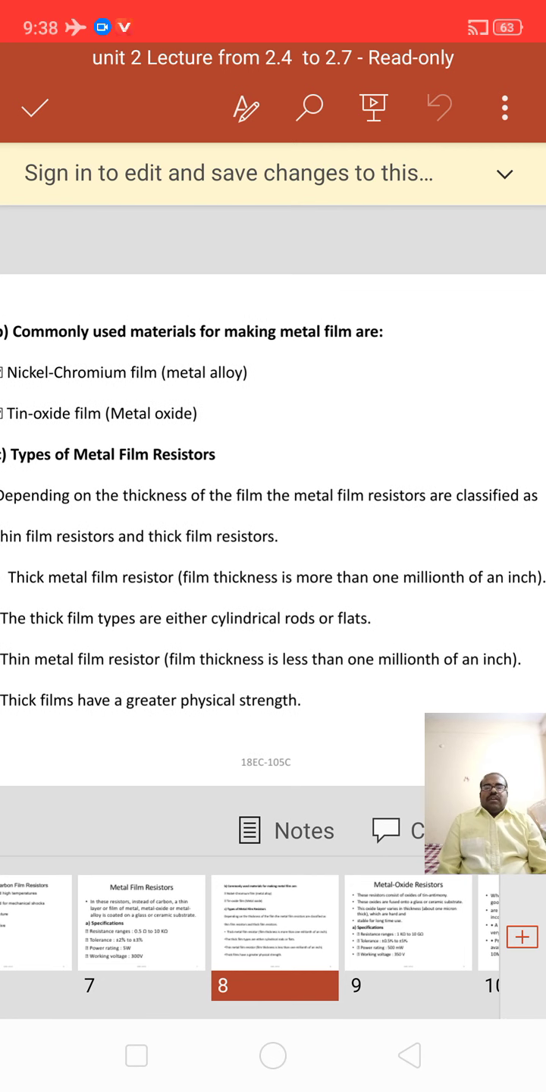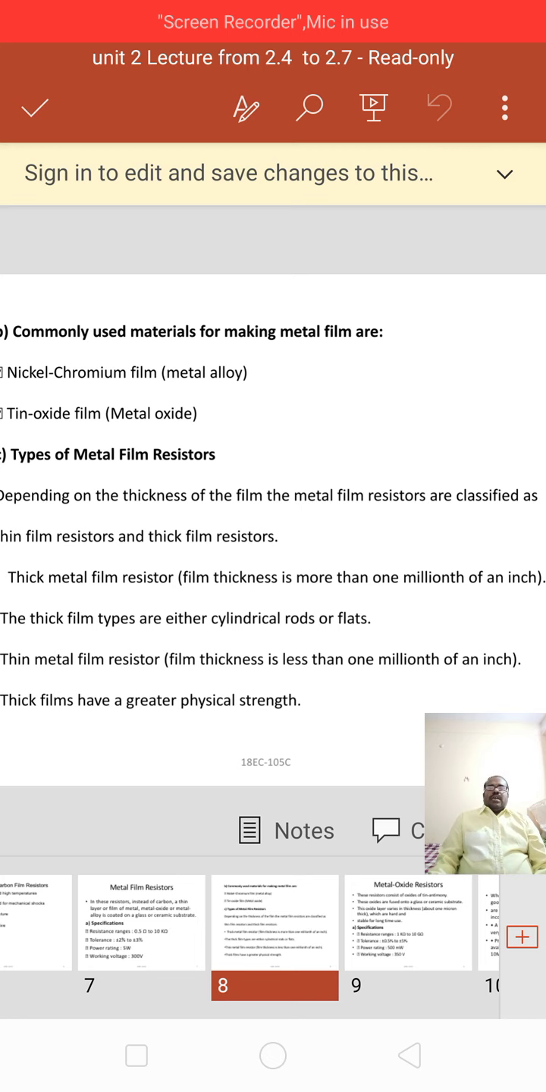The thin film resistors are either cylindrical rods or flat surface type. For thick metal film resistors, film thickness is more than 1 millionth of an inch. Thin film metal resistor thickness is less than 1 millionth of an inch. Thick films have a greater physical strength.